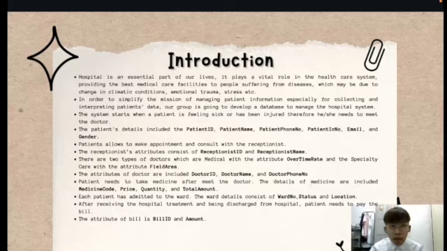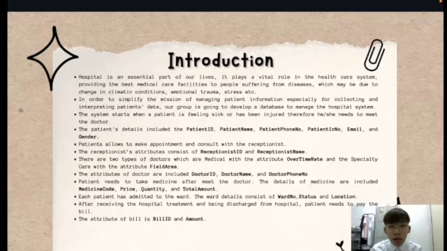The system starts when a patient is feeling sick or has been injured. Therefore, he or she needs to meet a doctor. The patient's details included the patient ID, patient name, patient phone number, patient IC number, emails, and gender. Patients are allowed to make appointment and consult with the receptionist. The receptionist attributes consist of receptionist ID and receptionist name.